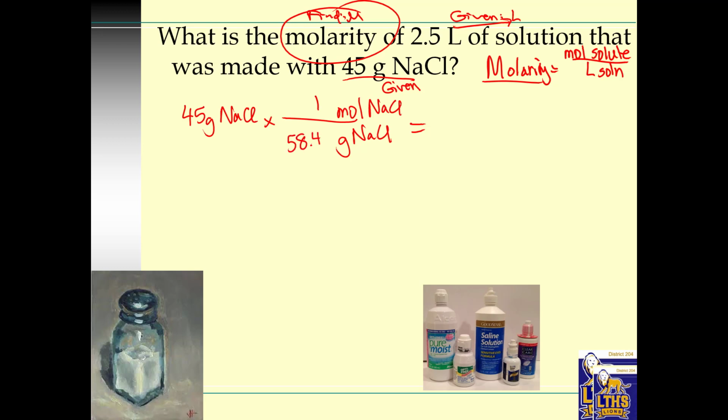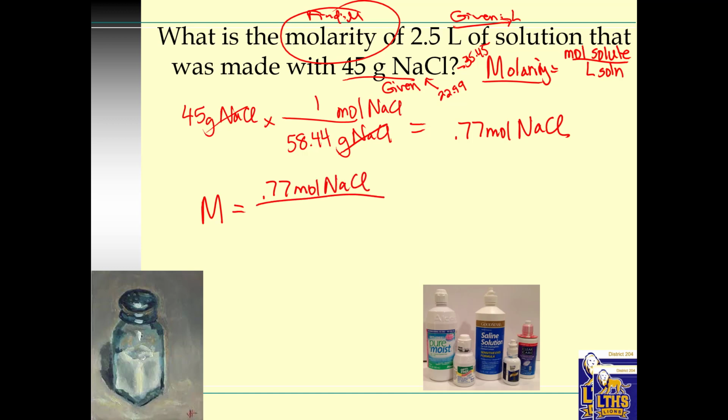We find out that 58.44 comes from 22.99 and 35.45 from the periodic table. Grams cancels grams, and I'm left with moles. I find out that there's 0.77 moles of NaCl. Am I done? No, because I want molarity, which is moles of solute per liters of solution. So 0.77 moles of NaCl, but I have 2.5 liters of solution, so I divide. I find out I have 0.308 molar NaCl. When you see this capital M on a bottle, it's telling you how much NaCl is dissolved in the solution.